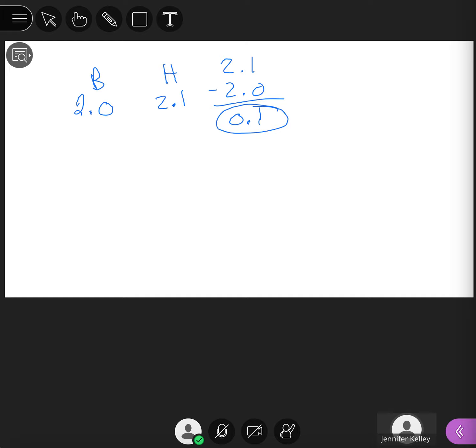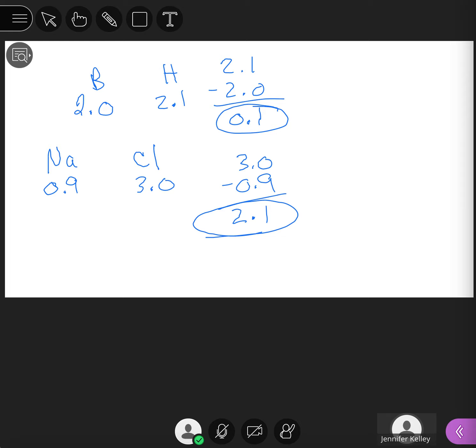So let's take a look at the difference between sodium and chlorine. Chlorine is 3.0, and sodium is 0.9. So then we have 3.0 minus 0.9, and that gives you 2.1. And this is 2 and up, so that makes it ionic. You can also tell this is ionic because there's a metal and a non-metal.